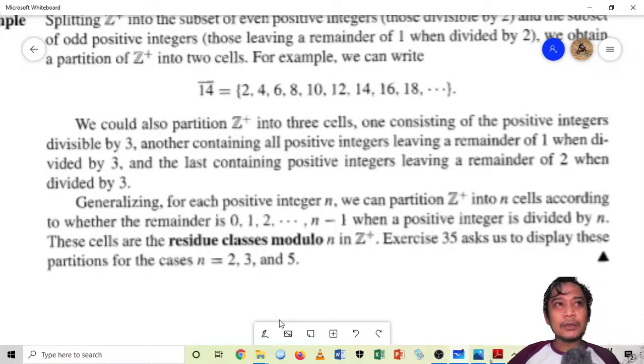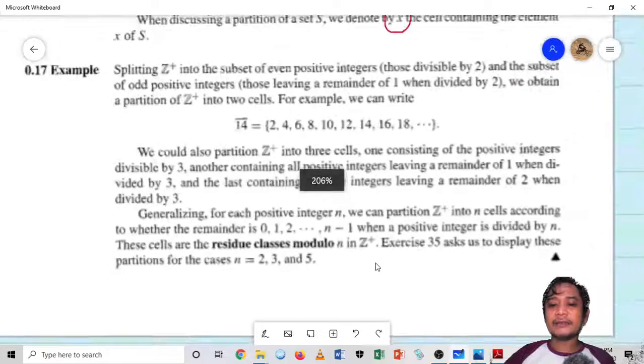First, those whose remainder is 1. Second, those whose remainder is 2. And lastly, those with remainder 0. Therefore, if the divisor is n, there would be n cells, according to whether the remainder is 0, 1, 2, and so on, up to n minus 1. So these are what we call the residue classes modulo n in the set Z plus. Okay.